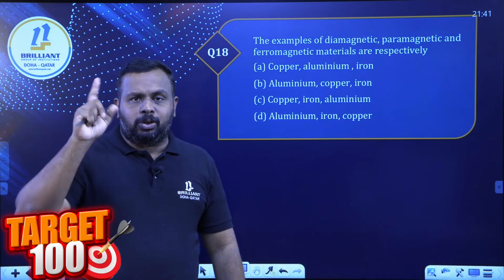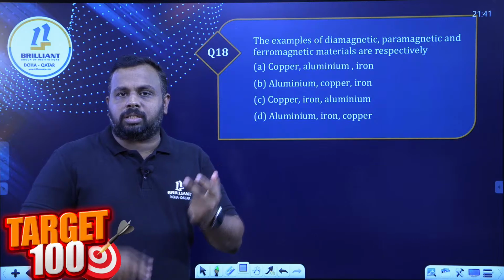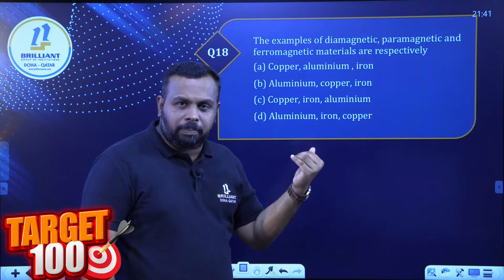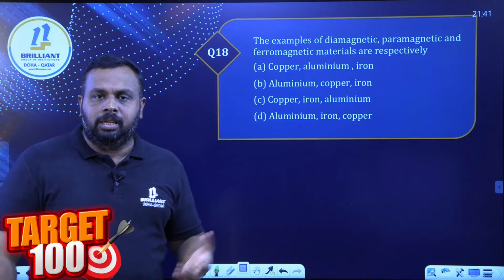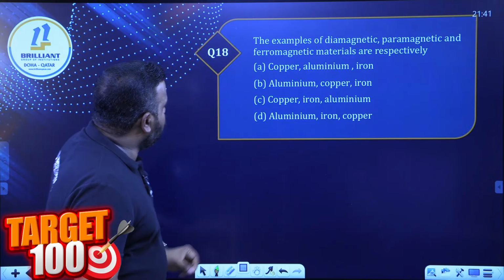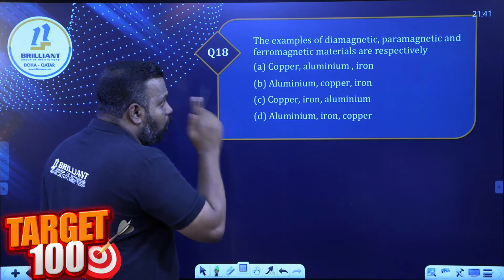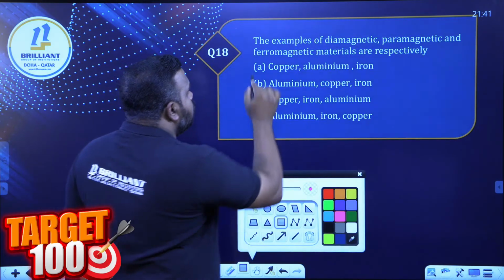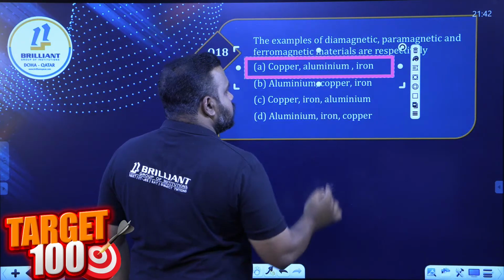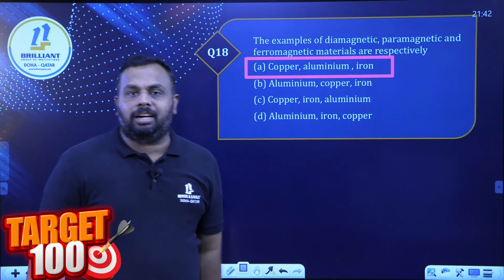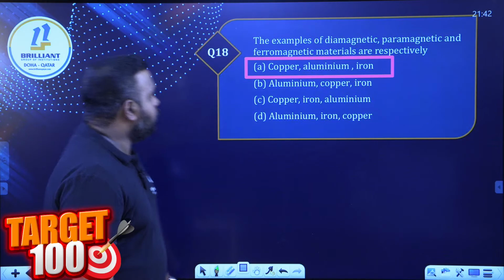For diamagnetic substances, please recall 1 or 2 examples: copper, water, alcohol, antimony, right? And for paramagnetic, aluminum, chromium, liquid oxygen. Ferromagnetic: iron, cobalt, nickel. So if you are checking the options, copper for dia, aluminum for para, and iron for ferro. Yes, this is the right answer. Copper, aluminum and iron.